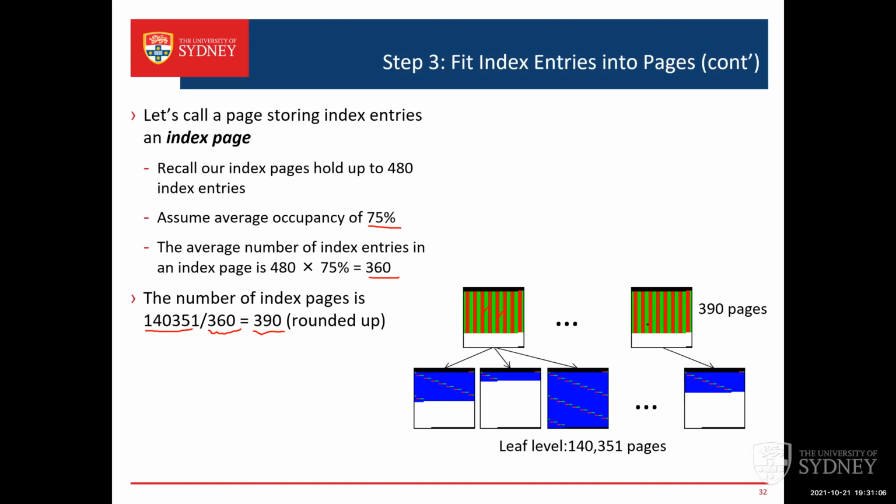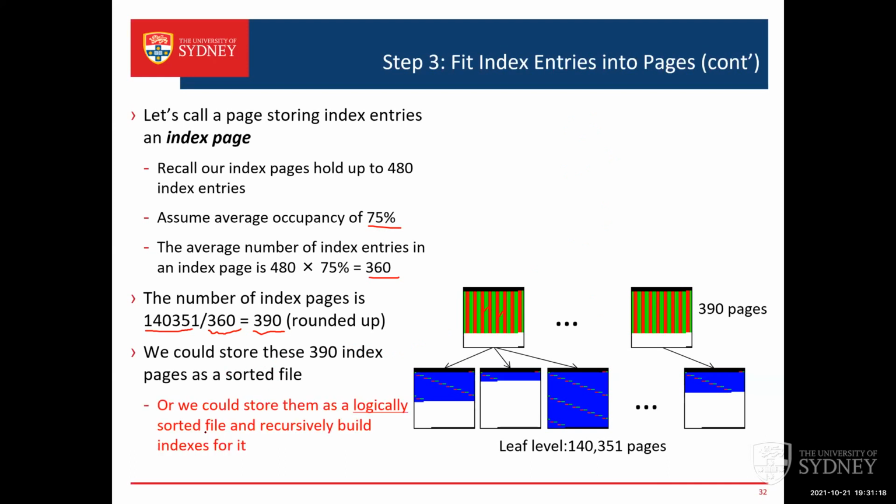Okay, so we can stop here with creating the index, but for the efficiency of the search, we'll keep going until we have only one index page. So we can stop here, or we could store them in a logically sorted file and recursively build the index. Recursively simply means doing the same thing again and again. So if I keep doing this, what does that mean? Now think about this is the data file. This is the actual data.